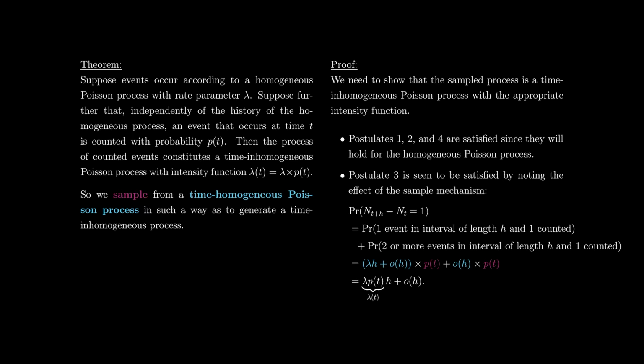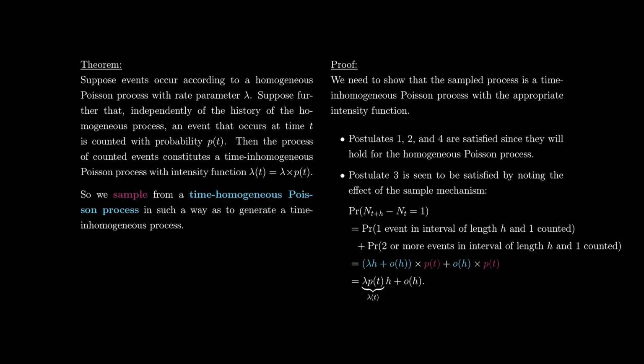Now how about postulate 4? Well, postulate 4 had to do with observing 2 or more events in a short interval of time, say h. That will hold for the homogeneous part. So if we're only counting as many or fewer events than we observe in the homogeneous part, then that has to hold for the sampled process as well. So that takes care of postulates 1, 2, and 4.